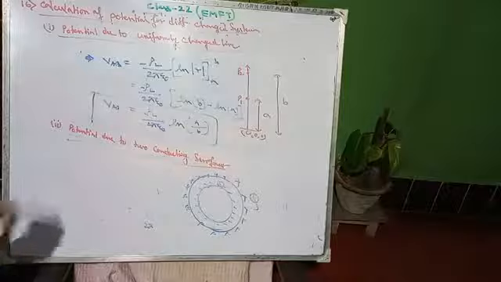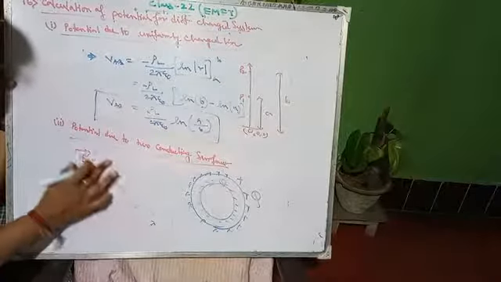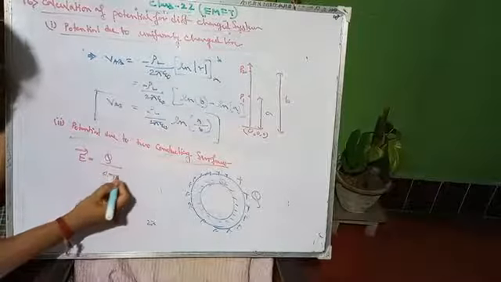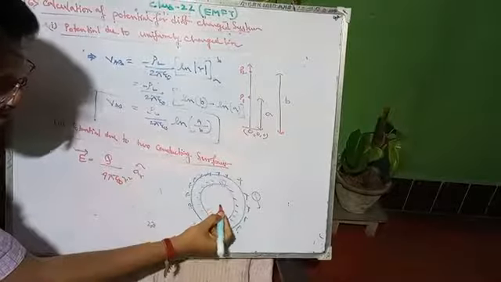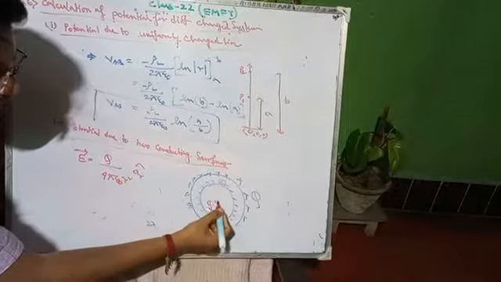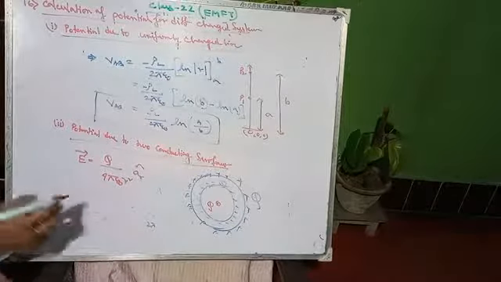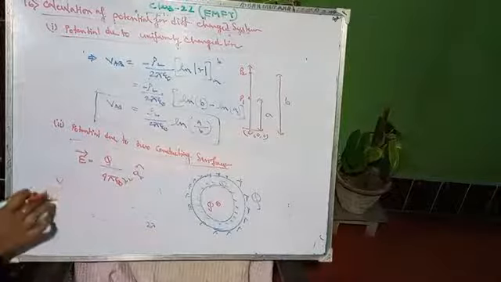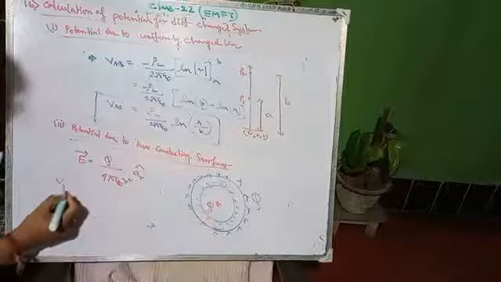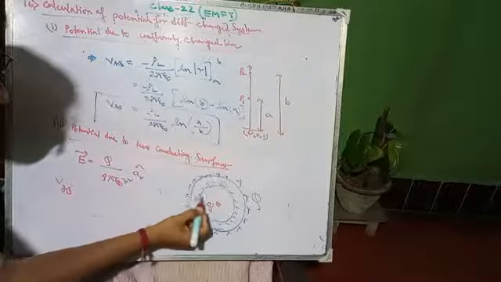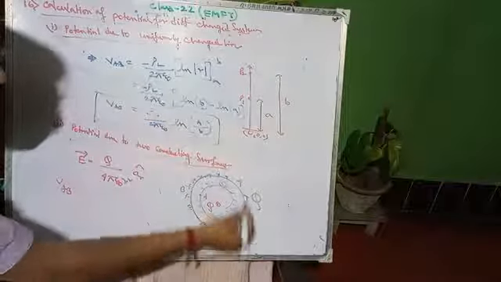We know the intensity, which we have already proved, is q by 4 pi epsilon naught r square a r cap. If we consider this charge q present at the origin of two concentric circles, this is your intensity. Now we find the potential difference VAB: suppose we take a point A over this surface and a point B over another, larger surface.